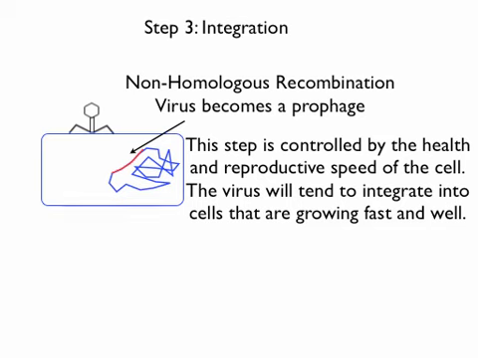But if it gets inside of the cell and it says, hey, this is a pretty nice place. This cell is all nice and healthy. It's dividing like crazy. This is a nice neighborhood. I'm going to settle down here for a while. So it makes its decision based on the health and reproductive speed of the cell. Cells which are growing fast and reproducing quickly, those are the sorts of cells that are going to get targeted for integration.